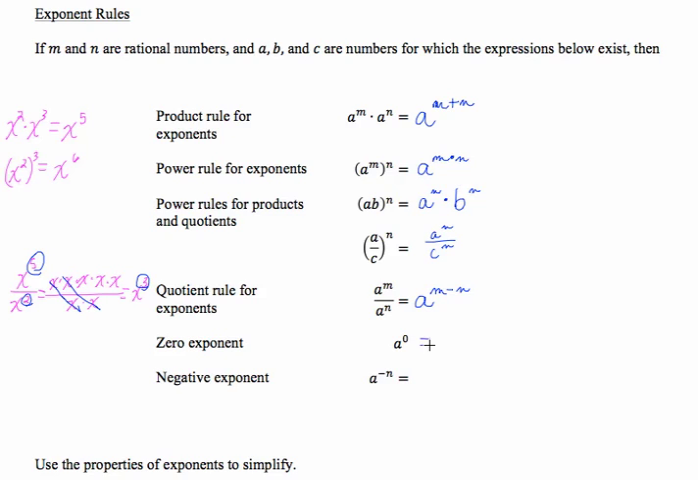Okay, a zero exponent, that one's fun. Anything to the 0 power is defined to equal 1, with one exception, and that is that 0 to the 0 is undefined. You can try it on your calculator and you'll get an error.